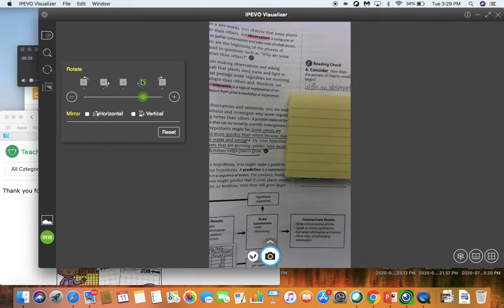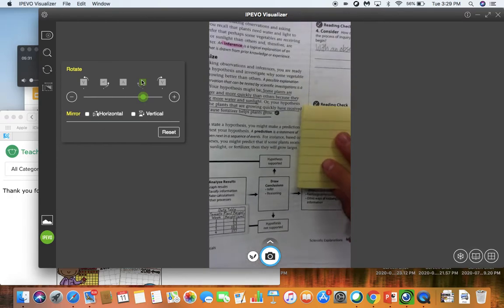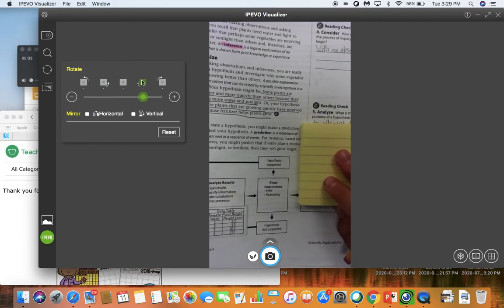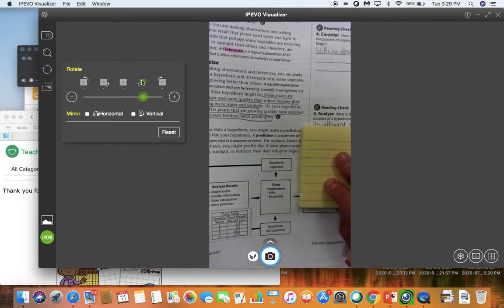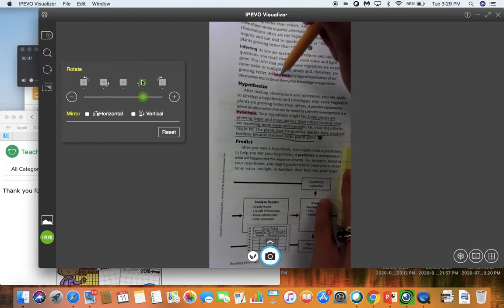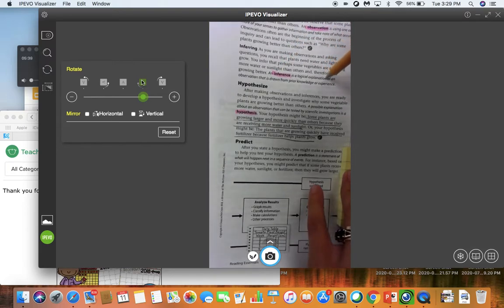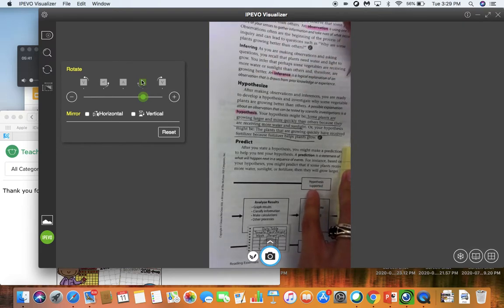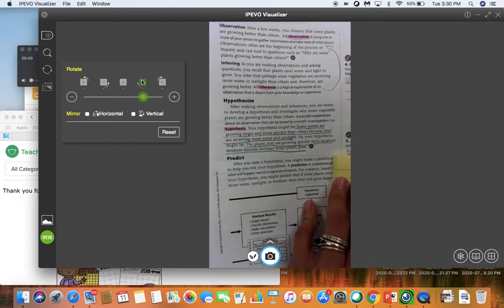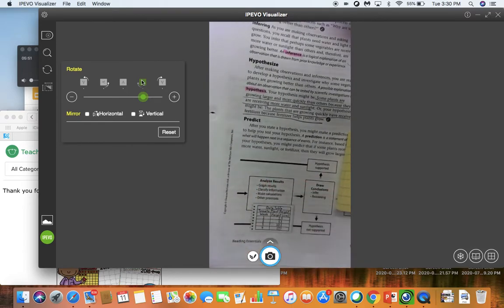Question number 5. It says, what is the purpose of a hypothesis? Okay, before we get to there, remember an inference is a logical explanation to an observation. So the inference is a logical explanation that's explaining our observation. A hypothesis, it says, is a possible explanation about what we observe. This explains about what we observe, okay?